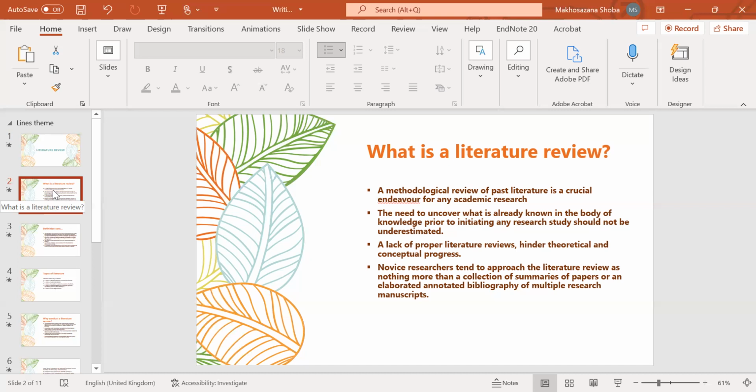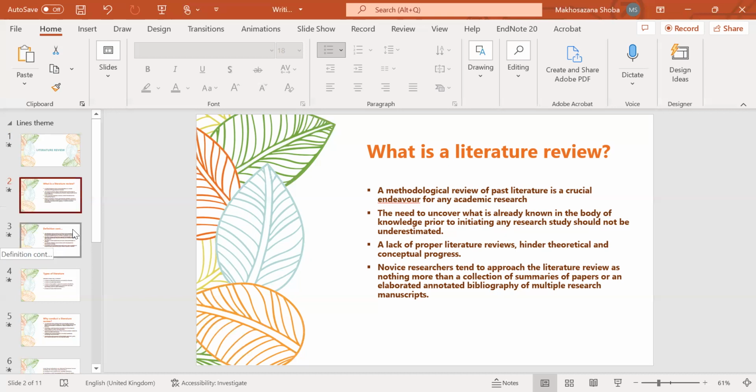Worth noting is that novice researchers tend to approach the literature review as nothing more than a collection of summaries of papers or an elaborate, annotated bibliography of multiple research manuscripts. In other words, oftentimes novice researchers will go to Google or whatever search engine and simply collect summaries of papers and write them out as literature reviews. And that is not what a literature review is about.